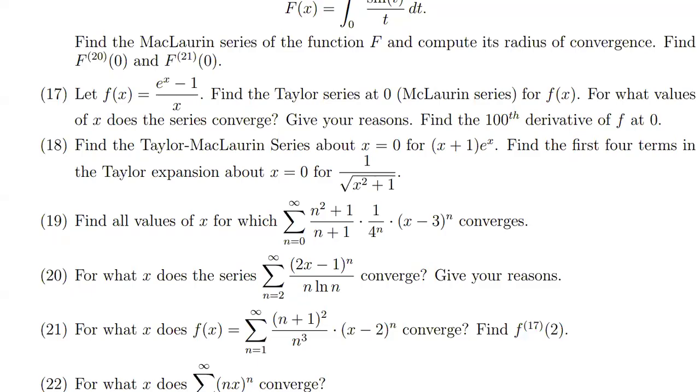Number 17, let f of x be e to the x minus 1 all over x. Find the Taylor series at 0 for f of x. For what values of x does the series converge? Give your reasons. Find the 100th derivative of f at 0.